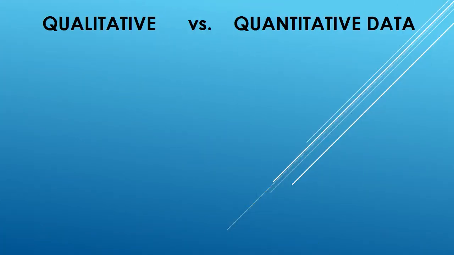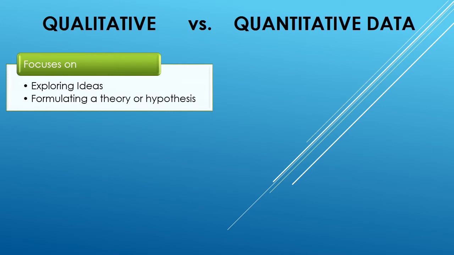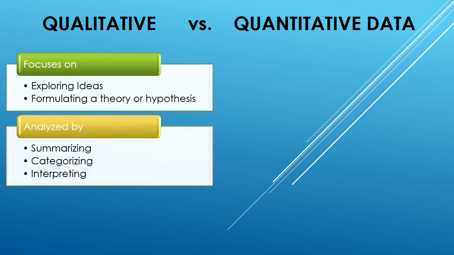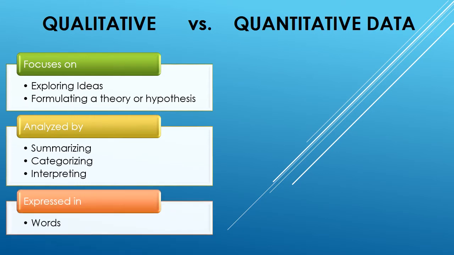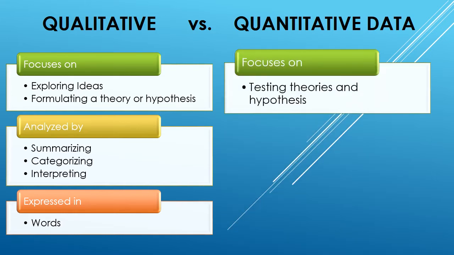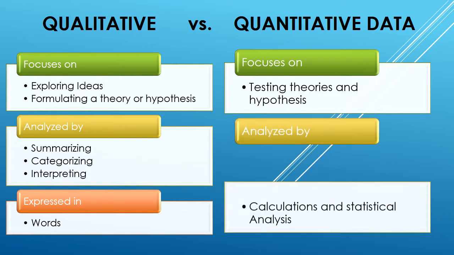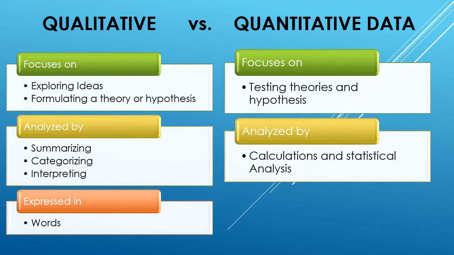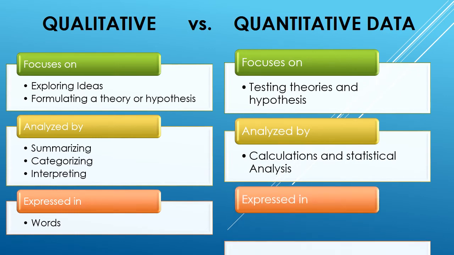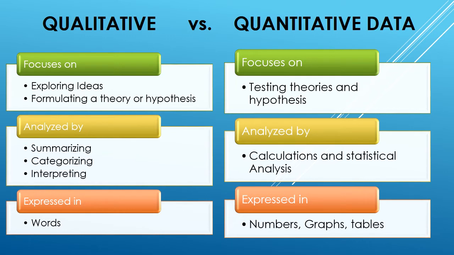Qualitative data versus quantitative data. Qualitative data focuses on exploring ideas and formulating a theory or hypothesis, and it is analyzed by summarizing, categorizing, and interpreting. It is usually expressed in words. However, quantitative data focuses on testing theories and hypotheses. It is analyzed by calculations and statistical analysis, and it is usually expressed in numbers, graphs, and tables.